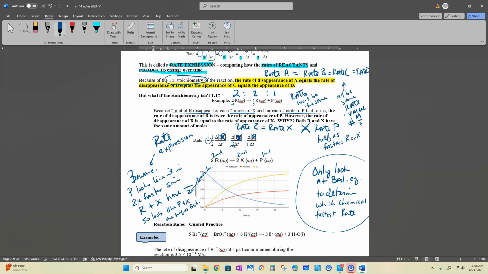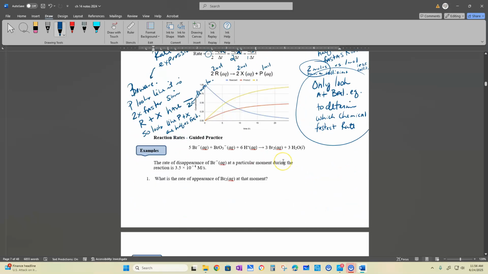So one more time. R and X, because you have twice the moles, have the same rate. However, P does not, because of that 1 mole, it is half as fast. And why? Because 2 moles versus 1 mole, who has more collisions? 2 moles, more collisions. It always comes back to collisions. 1 mole, less collisions. Always go back to collisions.